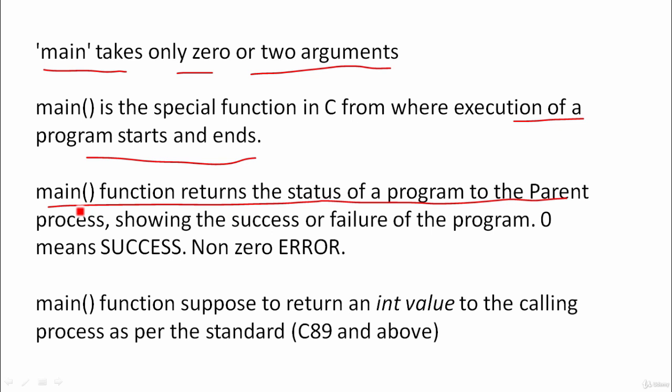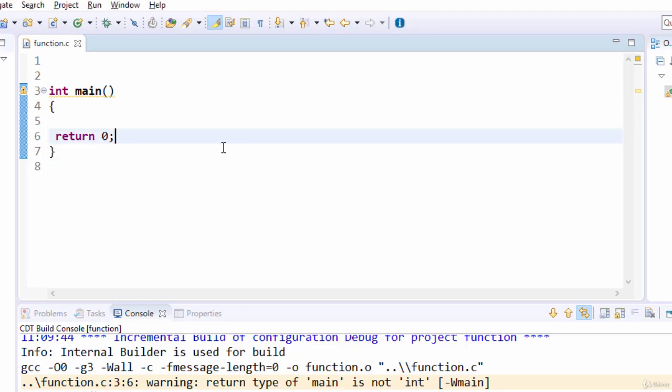So main function returns the status of the program to the parent process, showing the success or failure of the program. So 0 means success and non-zero means error. Alright, so now let's write a function to add two numbers.